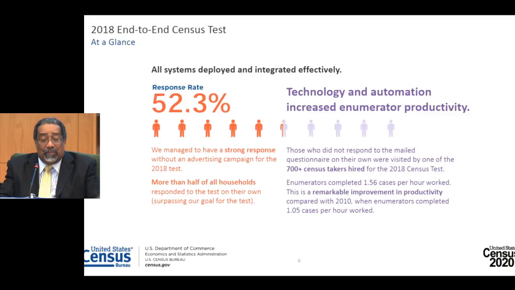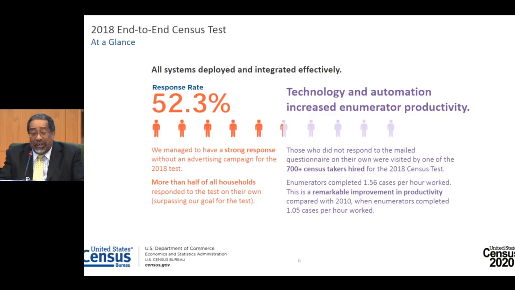The big takeaway from the 2018 census test is all of our systems deployed and integrated effectively. More than half of all households, 52.3%, responded to the test on their own without the motivation of an advertising campaign. This number surpassed our goal for the test by 3 percentage points. In 2020, as in past censuses, we plan to have a strong advertising campaign using traditional media and a robust partnership program which will boost our self-response.